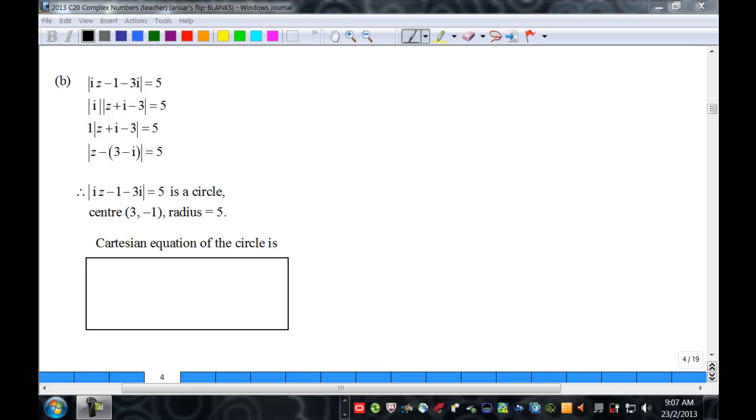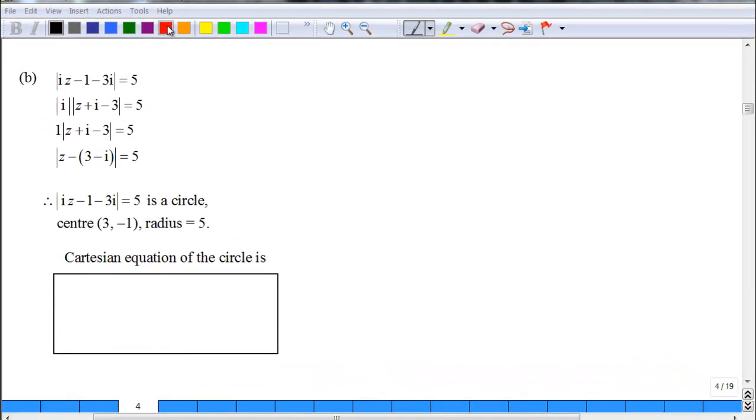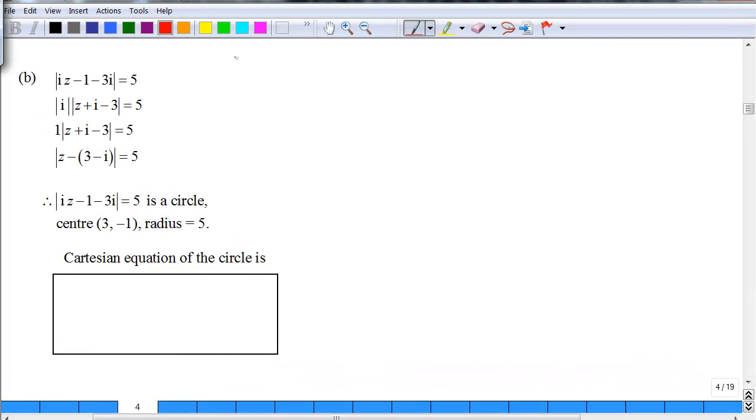Let's take a look at example 29b. In example 29b, we are not really sure whether this is an equation that will depict the locus in the form of a circle. We know that we need to convert any equation that depicts the locus in the form of a circle into the standard form, modulus of z minus (p plus iq) is equal to k.